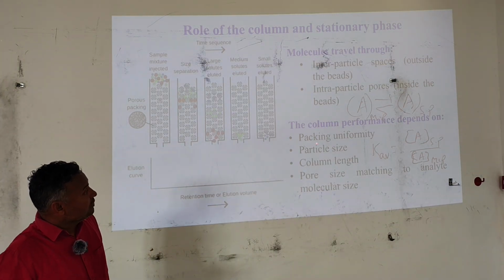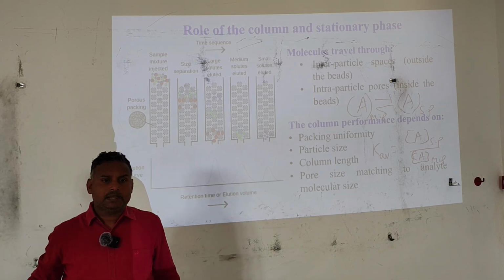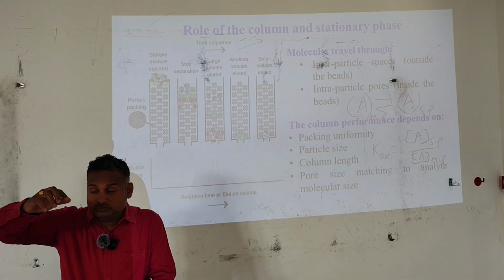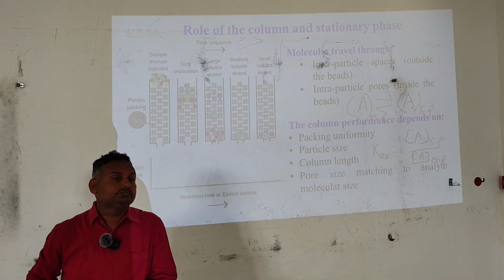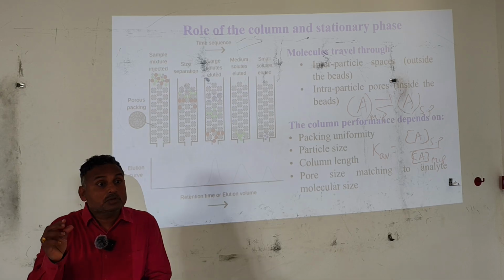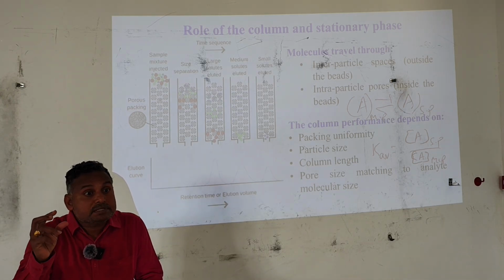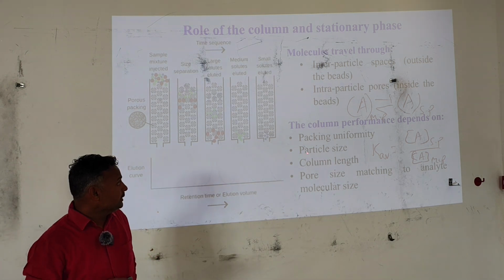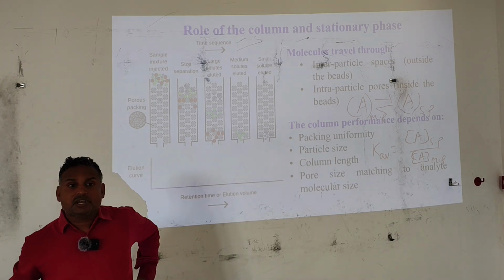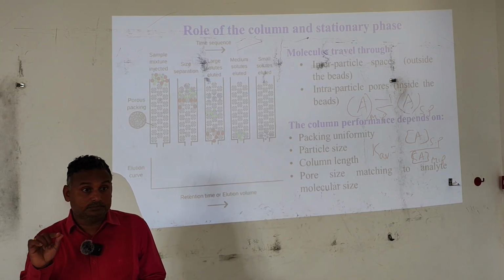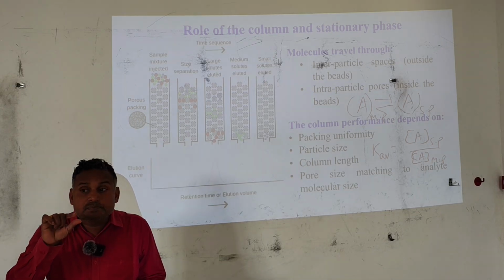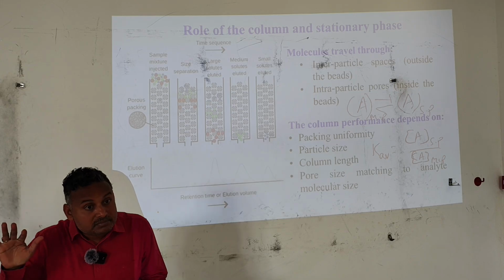Column performance depends on packing uniformity. That means when you are packing the stationary phase in the column, you need to pack uniformly, without keeping any gaps. Okay? There should not be any gaps. Packing must be uniform. Particle size: the stationary phase particle size also must be uniform. The diameter of every spherical bead must be the same.